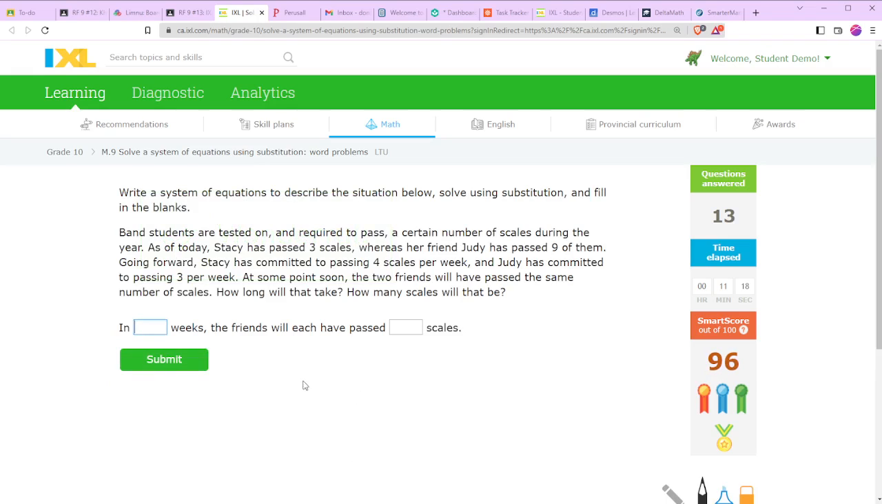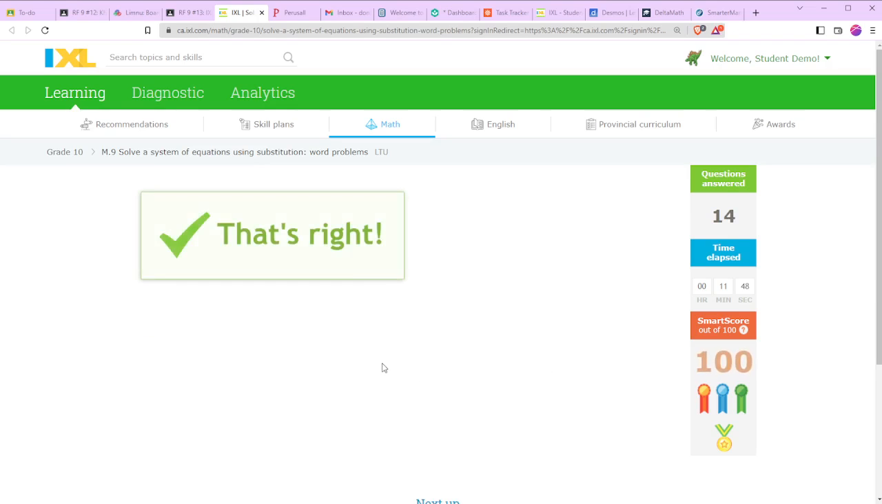So band students are tested on and required to pass a certain number of scales. So Stacy has passed 3 scales, whereas Judy has passed 9. Stacy's going to pass 4 per week. Judy's going to pass 3 per week. So they start 6 apart. They're going to close the gap by 1 scale per week. So it's going to take 6 weeks to finish this, which is 27. Either way, you work it out.